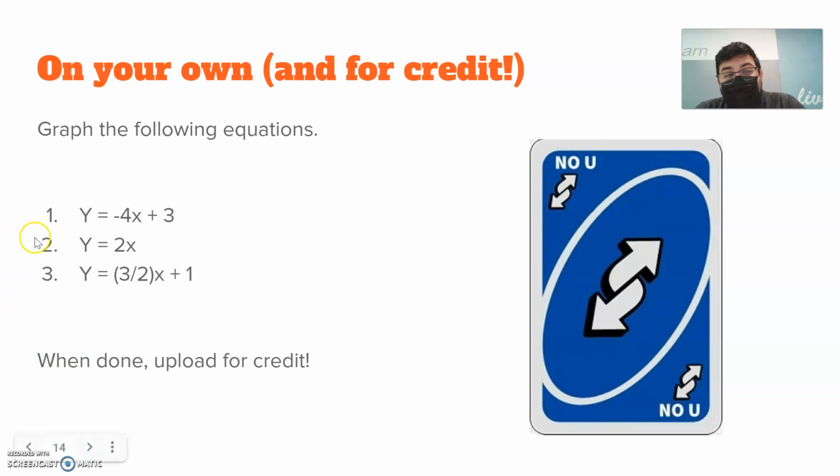Number 1, y equals negative 4x plus 3. Number 2, y equals 2x. And then 3, y equals 3 over 2x plus 1. So try graphing those, all right?